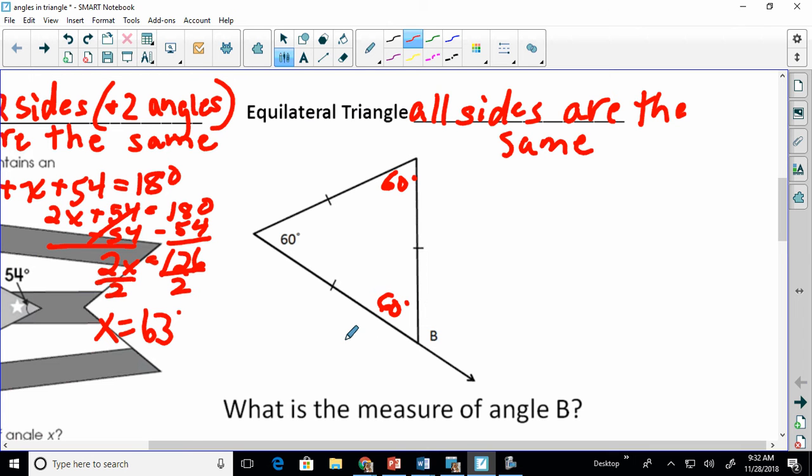Now, this takes into what you just learned about supplementary. If I look at this line here, B is the angle in question. B is not inside of the triangle.